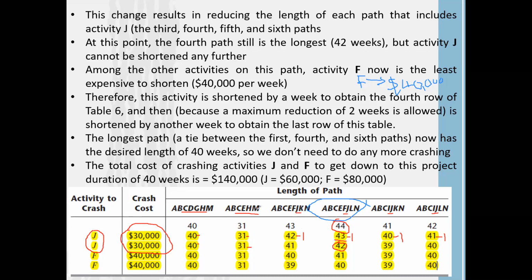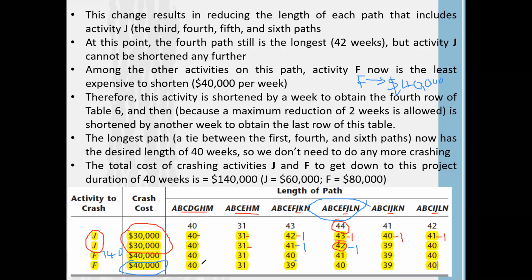F is not there in this path, here F is there. Therefore 41 minus 1, you end up with 40 weeks. Here F is there, 42 minus 1, you end up with 41. Here F is not there, you don't need to worry. Then again we can reduce another 1 week from F, incurring an additional 40,000 cost again. So altogether you are spending 60,000 here and 40,000, meaning 100,000, then 140,000 additional cost for reducing 2 weeks from activity J and 2 weeks from F.